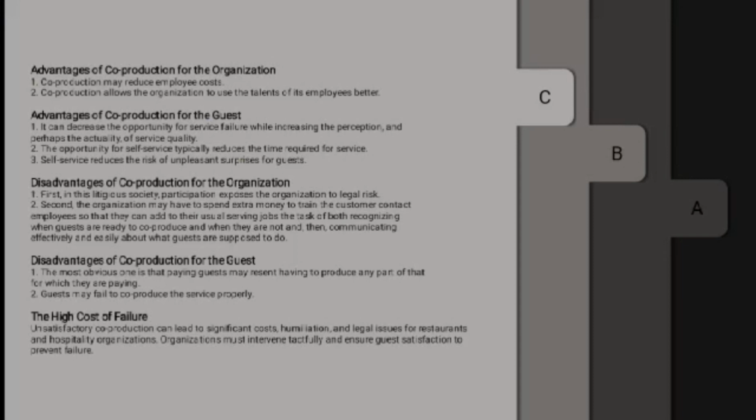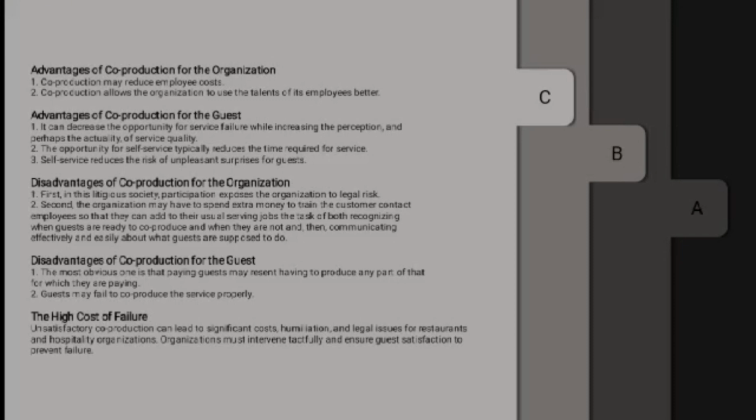There are three advantages of co-production for the guests. First, it can decrease the opportunity for service failure while increasing the perception and perhaps the actuality of service quality. Second, the opportunity for self-service typically reduces the time required for service. Third, self-service reduces the risk of unpleasant surprise for guests.